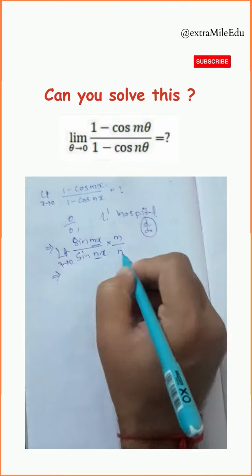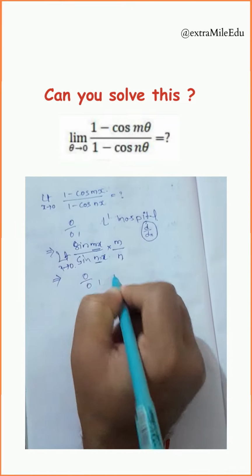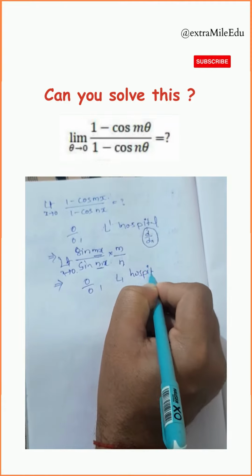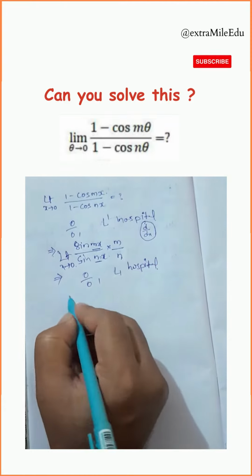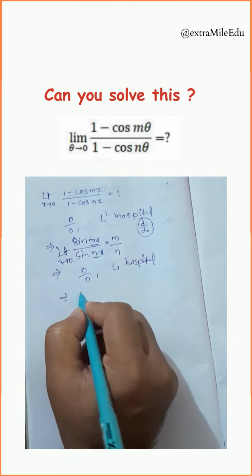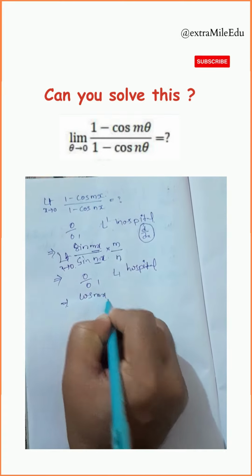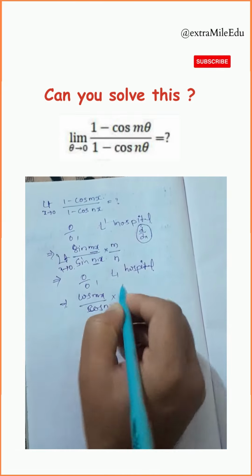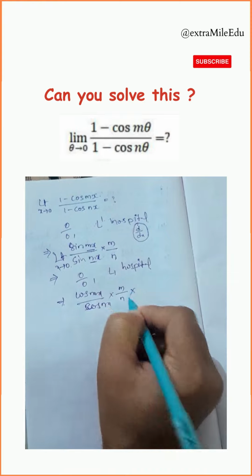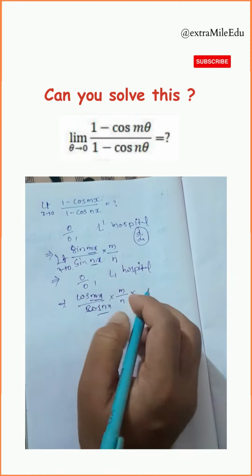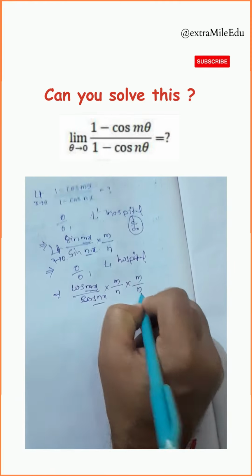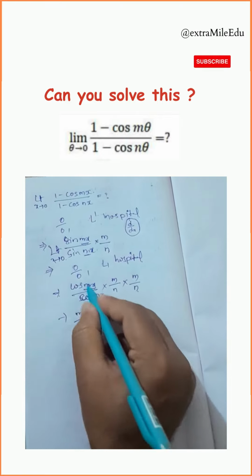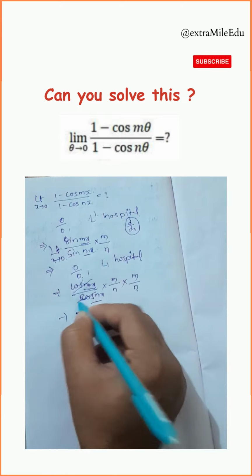So again we can apply L'Hospital's rule. That gives cos mx by cos nx, with m here and n here. So we do the differentiation for m divided by n, and we will get m square by n square. This is cos 0 which is 1, and cos 0 which is 1.